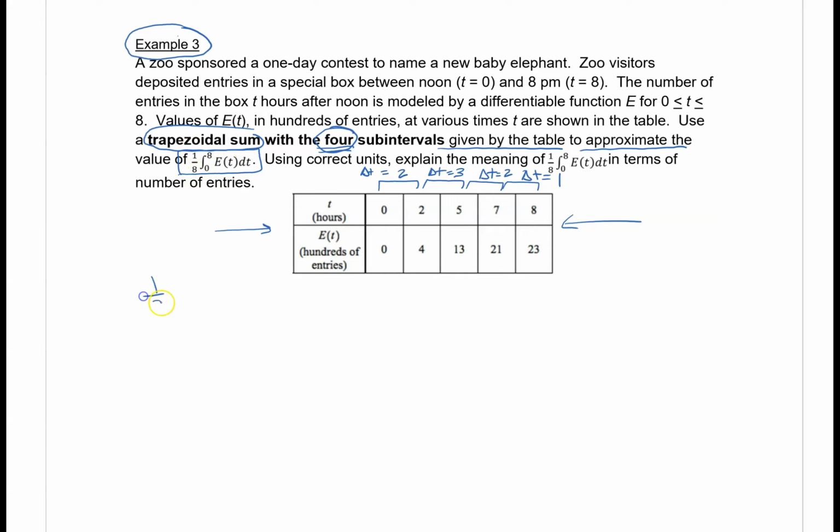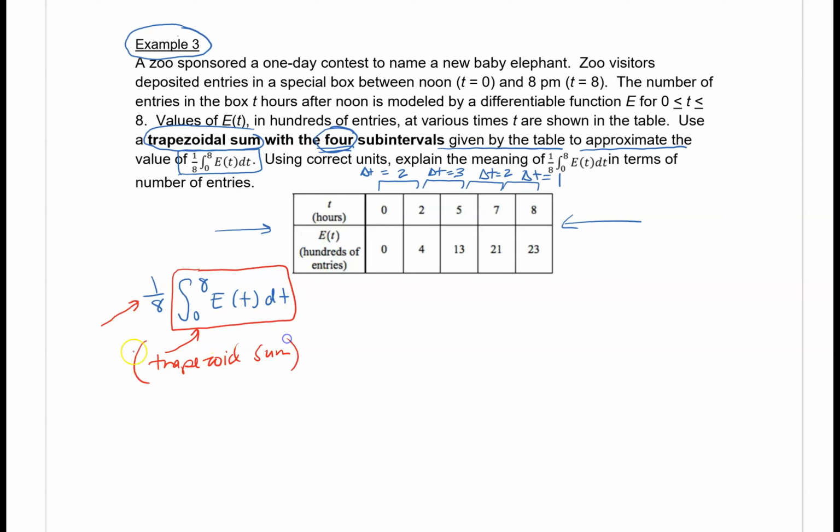1 over 8 times the integral from 0 to 8 of E(t) dt. The trapezoid sum is only going to be able to find an approximate value for this definite integral. So the trapezoid sum is finding the value of the integral. What we're going to have to do after we find our trapezoid sum is multiply it by 1 over 8. That 1 over 8 is not determined with the trapezoid sum, only the integral is, so we'll have to multiply that at the end, and then also explain what this means.